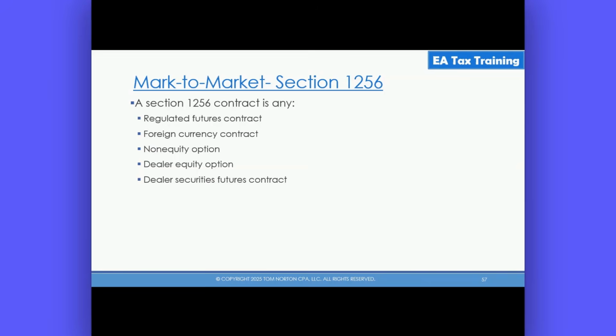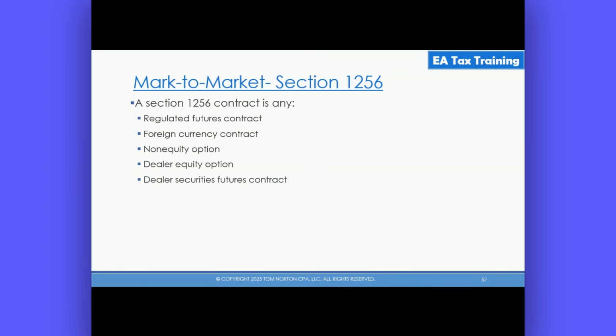Section 1256 contracts. So anyone, doesn't matter if you're an investor, a dealer, a trader, if you own any of these special kinds of contracts called Section 1256 contracts, then you have to mark to market at the end of the year. And these are those contracts: a regulated futures contract, a foreign currency contract, a non-equity option, a dealer equity option, or a dealer securities futures contract. Any of those, and again, you don't have to understand what those are for the EA exam. You just need to be familiar with the list.